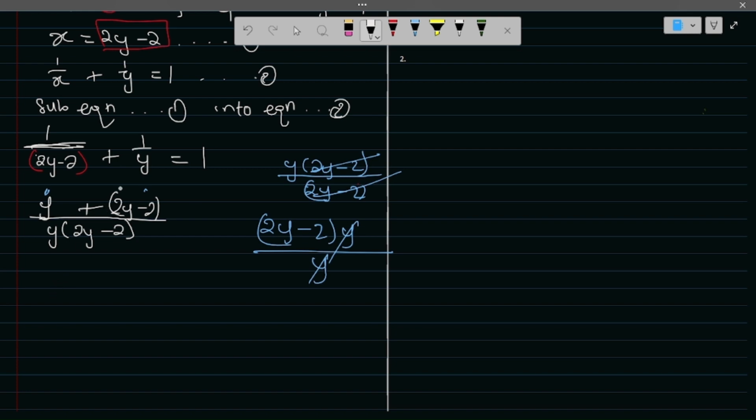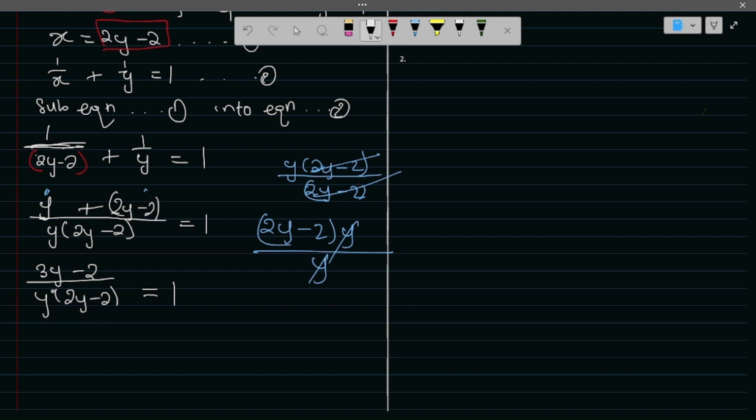So now we're going to have y plus y, all equal to 1, right? Then we're going to have y plus y, which is 3y minus 2, all over y times 2y minus 2, equal to 1, right?